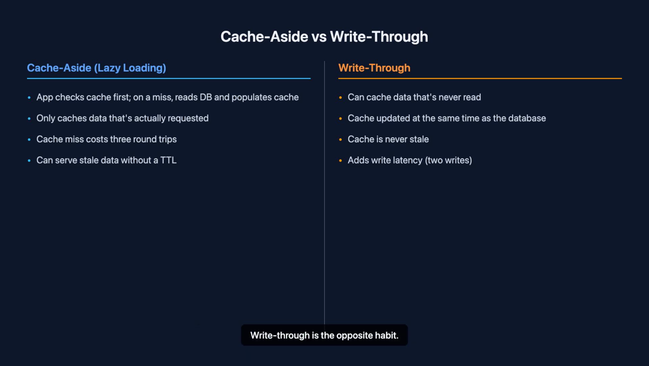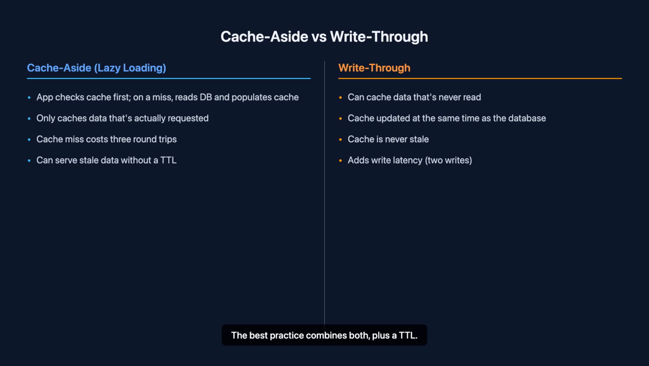stale data. Write through is the opposite habit. Its trade-off is that you might cache data nobody ever reads, since you update both the cache and the database at the same time on every write, like updating your phone contacts and your paper address book together. The payoff is that the cache is never stale. The cost is extra write latency, because every write hits 2 places.